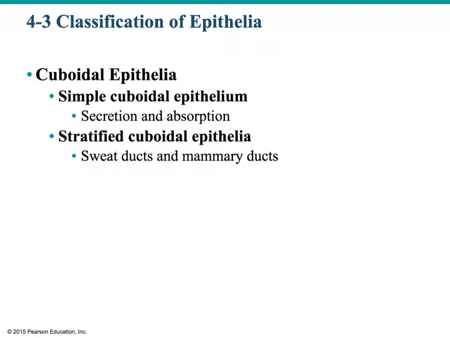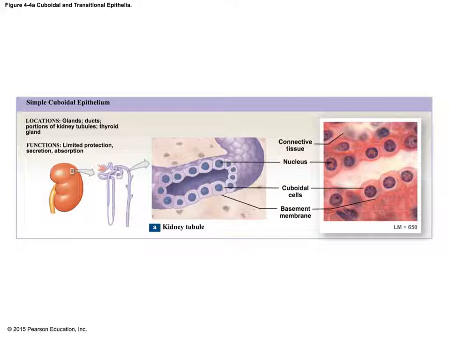Cuboidal. Oops, let's scroll up. So there's simple and stratified cuboidal. Because simple cuboidal is one layer, its functions are secretion and absorption. Stratified cuboidal, you can find that in sweat glands and mammary ducts. Locations of simple cuboidal is glands and ducts. I'd probably just leave it at that.